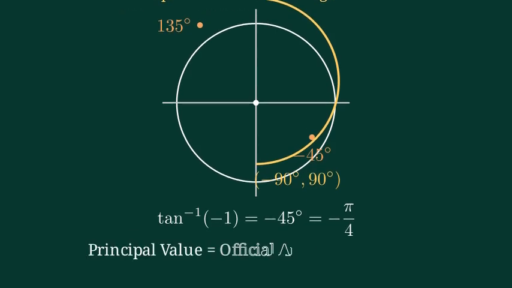To summarize, the principal value is the official angle inside the chosen range. Always check the correct range for each inverse trig function, and then pick the angle that lies inside it.